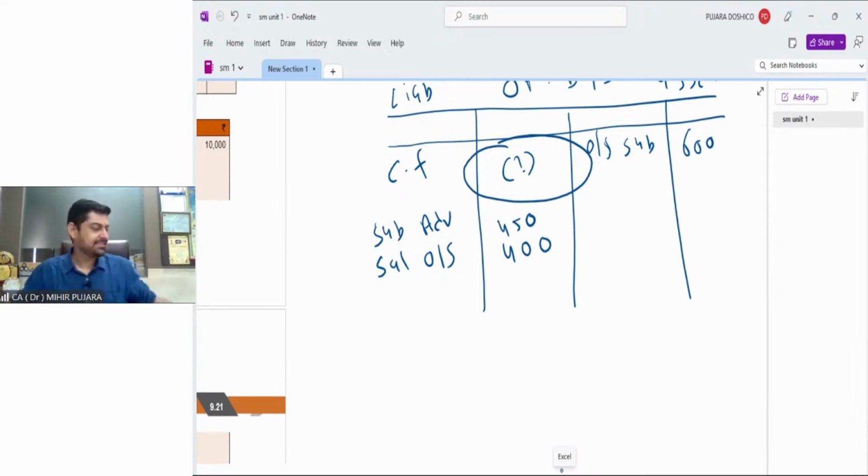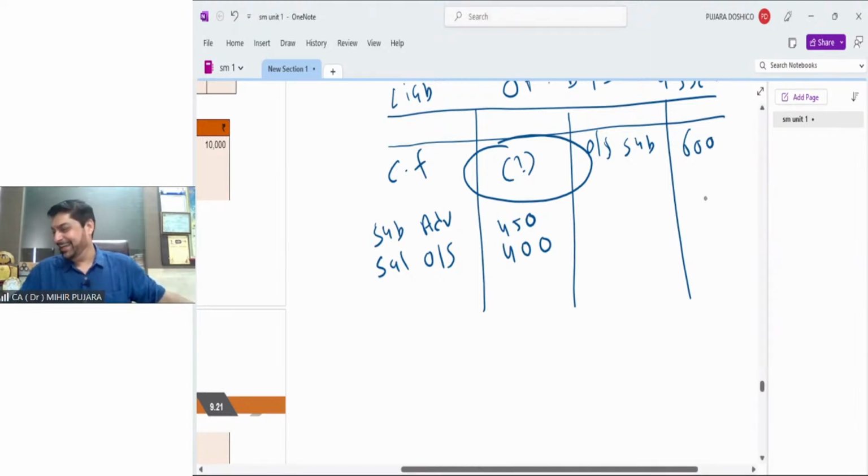The sentence says beginning and end. Perfect, guys. You are perfect. Varun, 450 is of the current year and 400 is of the previous year. Clear? Okay. Next one, guys.